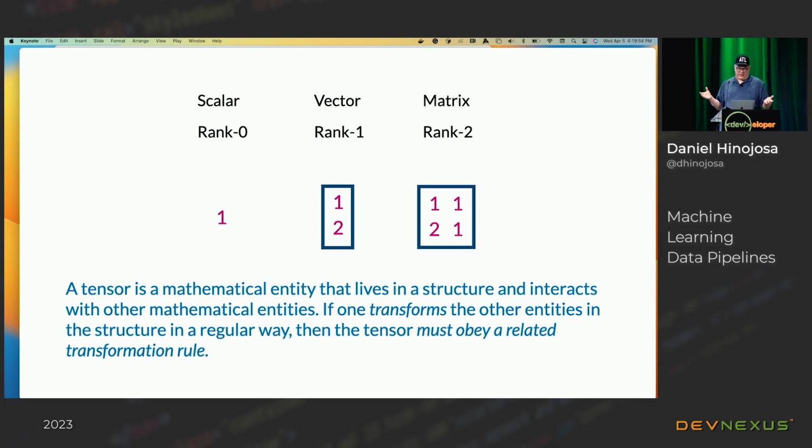So we can have a scalar, it's called rank 0. We could have a vector, which are two numbers that represent something. We could have a matrix. I think we all know what a matrix is. But a tensor is a mathematical entity. You could think of it like a matrix of a matrix and a set of those. But if one transforms, then the other entities must obey a related transformation rule. So one way to think about what a tensor is, and it's probably incorrect, but if it helps, it helps, is like Sudoku, where you do something over here due to a mathematical transformation, you're going to have to change something up on top.